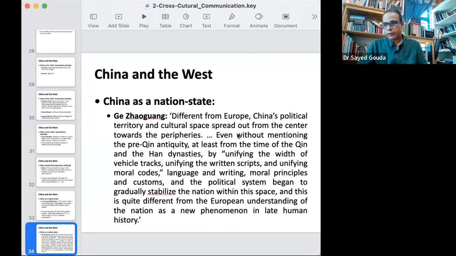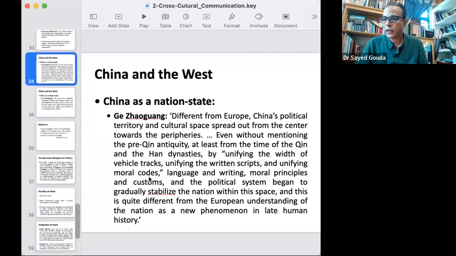So if I read this quote quickly: different from Europe, China's political territory and cultural space spread out from the center toward the peripheries, even without mentioning the pre-Qin antiquity, at least from the time of the Qin and the Han dynasties.